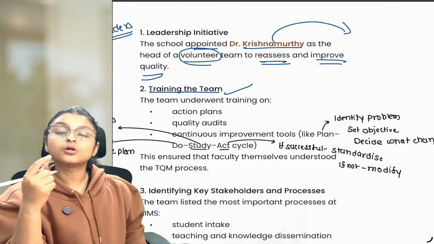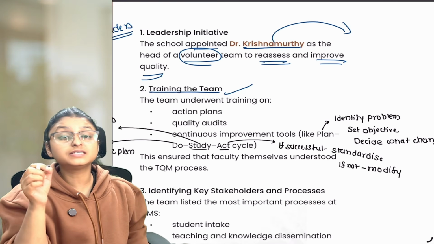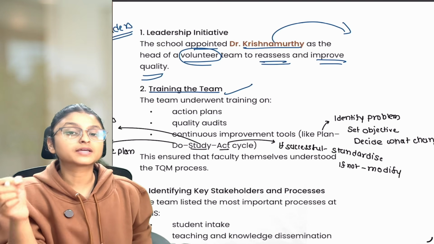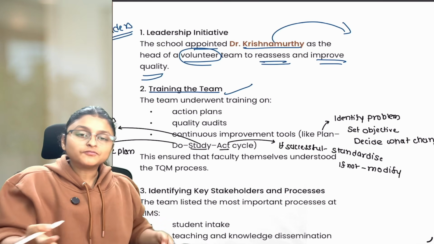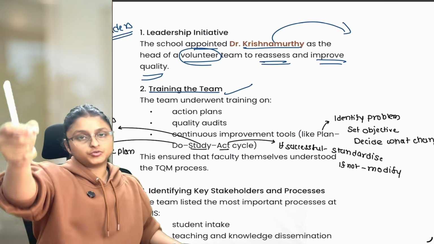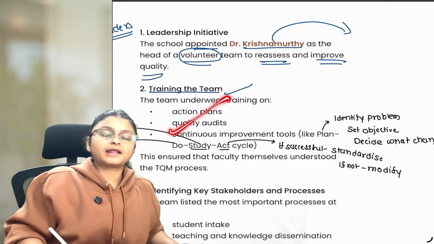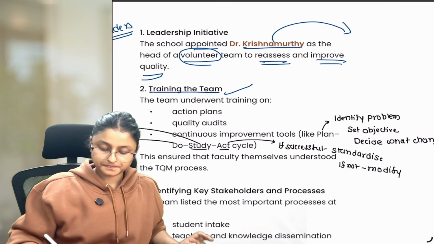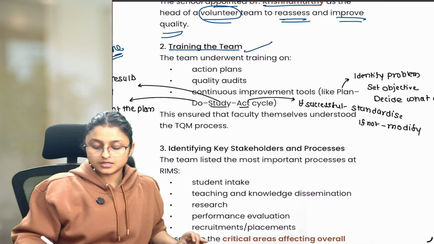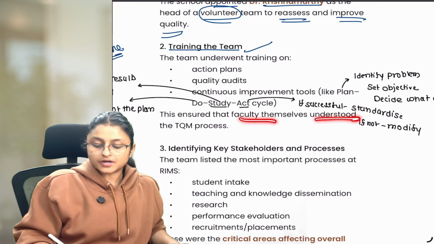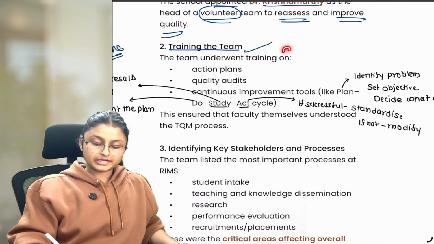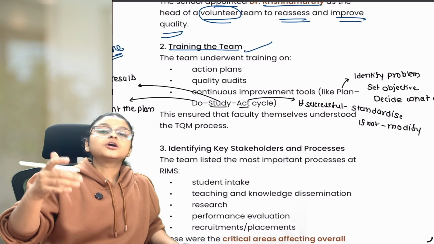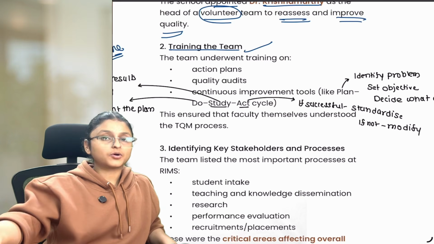If you notice, we already understood what the PDCA cycle means: plan, do, check, act. But this is somewhat better than plan, do, check, act. Here we study rather than just checking. Now, this ensured that the faculty themselves understood the TQM processes. By training them, they all understood what the TQM process is all about.